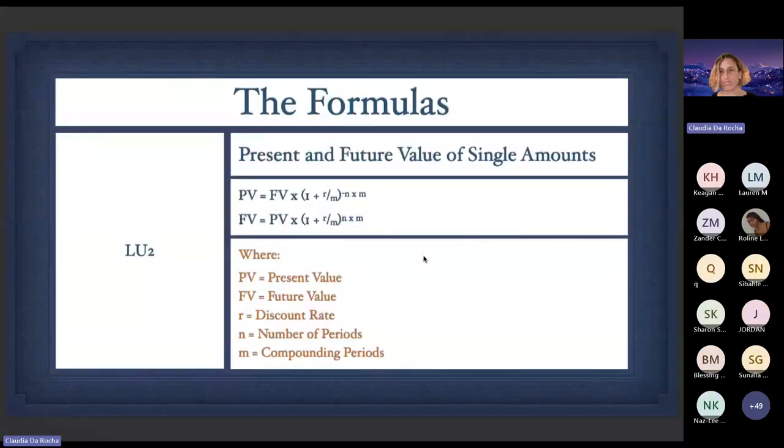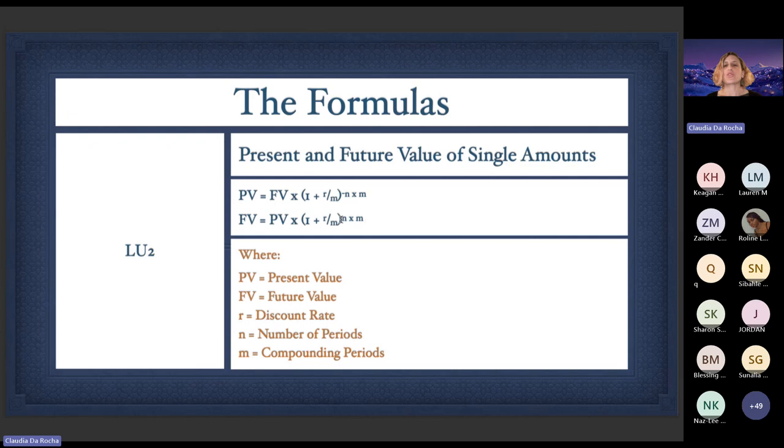I'm going to share the slide deck, where we go through all the formulas for learning unit 2. There are a lot of formulas to use, but a lot of them are quite similar and have an inverse relationship. So if you understand that present value and future value have an inverse relationship, which is indicated by the n. You'll see with the present value, it has a negative n, future value has just a positive n. And then when you look at single amounts versus annuities, you'll see that we start bringing in payment.